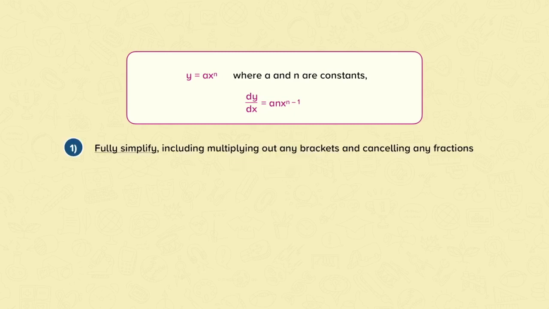Number 1. Fully simplify the equation. This might include multiplying out any brackets and cancelling down fractions. Number 2. Use index laws to express each term in the form ax^n.